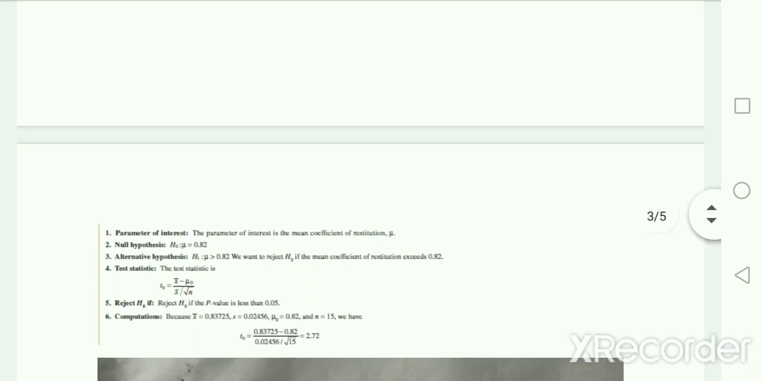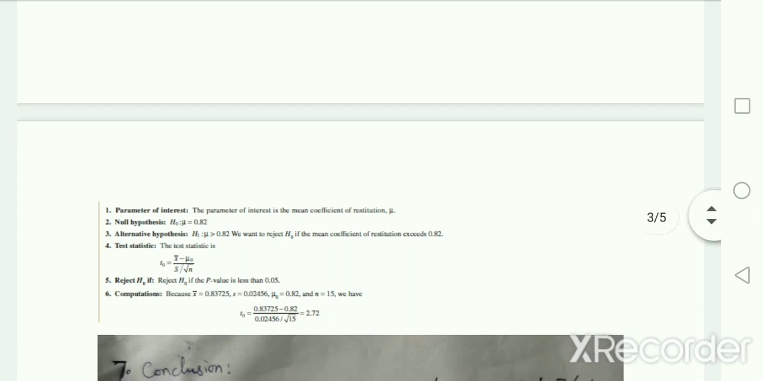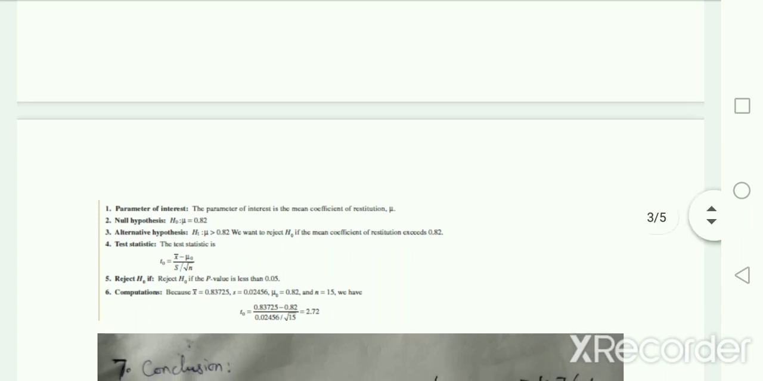Okay. And the test statistic here, for a small sample size, we have to take the t distribution statistic. T naught is x bar minus mu naught divided by s by root n. S is the sample standard deviation, not the population one. Okay. And step 5, we want to write the rejection criteria.